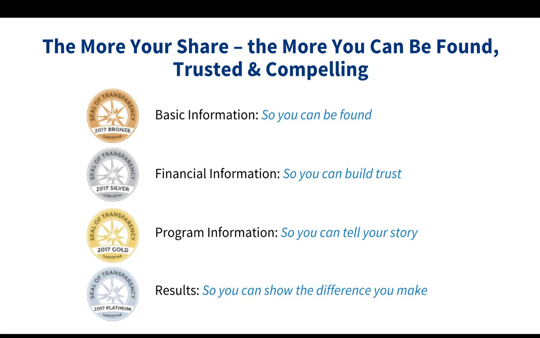So if you start at bronze, it's really kind of basic contact information, things about your programs. Silver is more about your finances, so that you can start to build trust in that area. Gold is those Charting Impact questions. So that's a really great way to get to those. And then platinum is really showing your results, which I think is incredibly important.